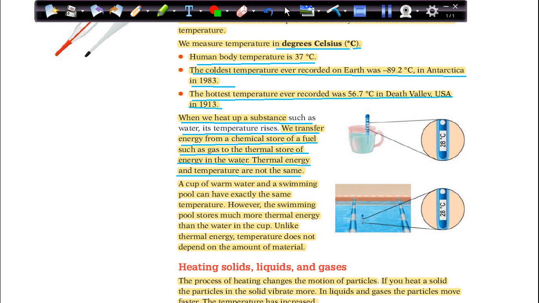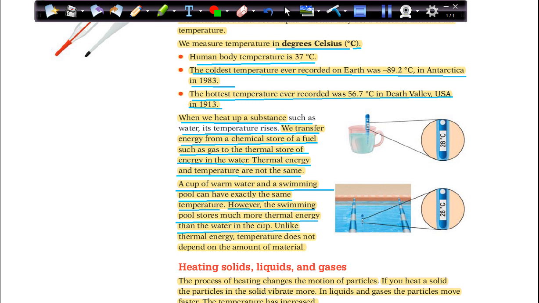So here, for example, if we have a cup of warm water and a swimming pool, they can have exactly the same temperature. If we took water from the swimming pool in a cup, both temperatures are the same, in the cup and inside the swimming pool. However, the swimming pool stores much more thermal energy than the water in the cup.